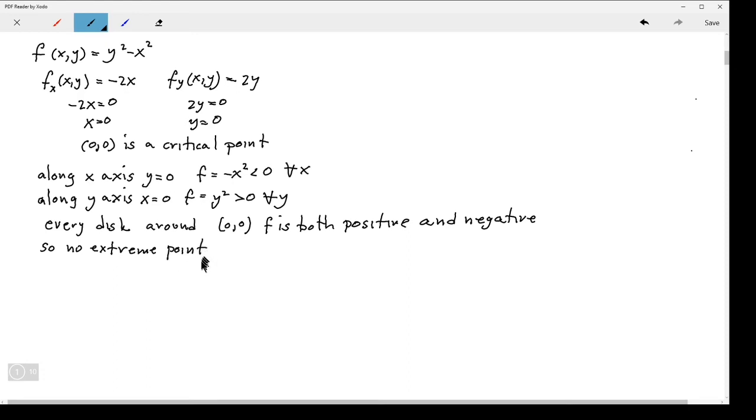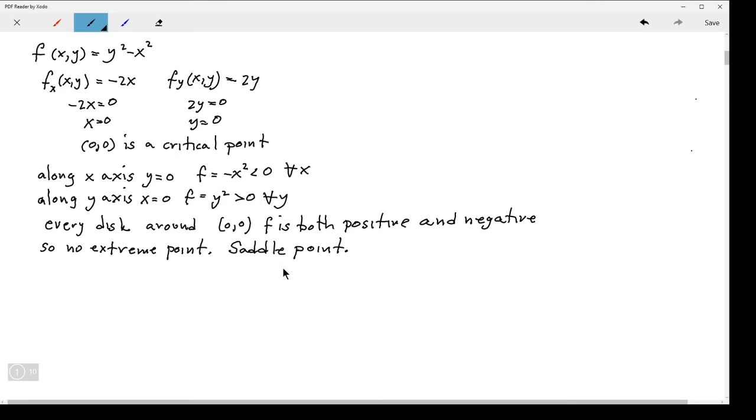And in fact, a point like this, where as you approach your critical value, the function is both positive and negative everywhere in that disk near your critical point, is called a saddle point. Not every function that gives you a critical point that's not a max or a min is a saddle point, but in this case, it is because of the way the function behaves here.